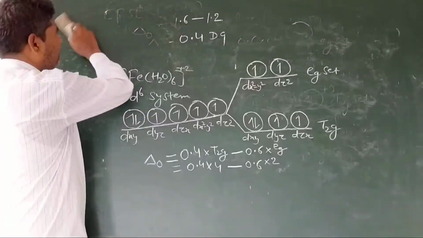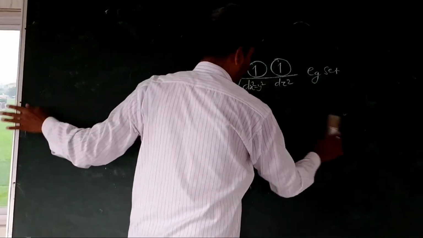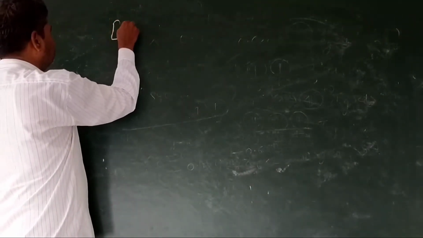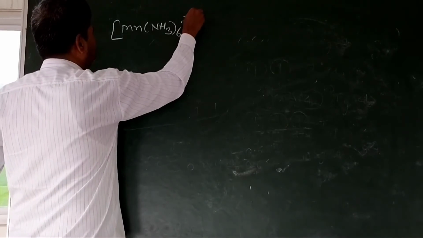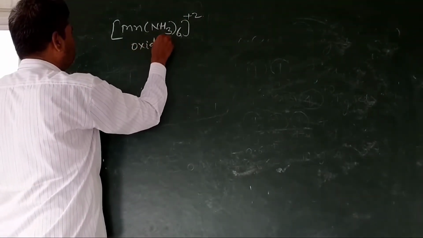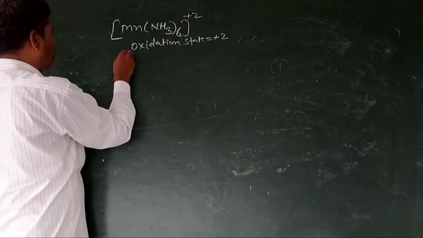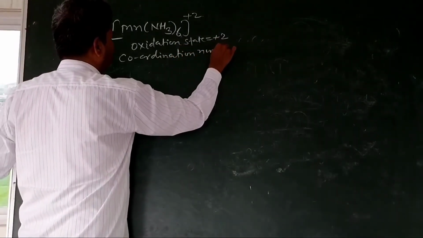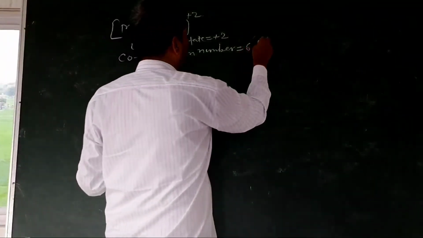One more example. NH3, 4, 6 plus 2. Oxidation state plus 2, coordination number 6. The coordination number 6 means octahedral.